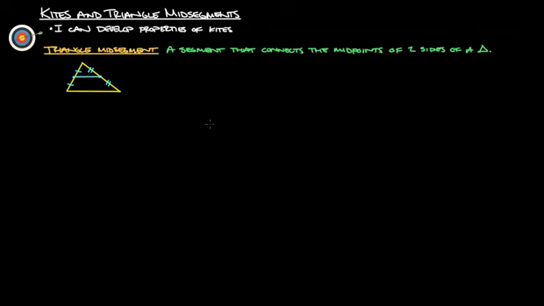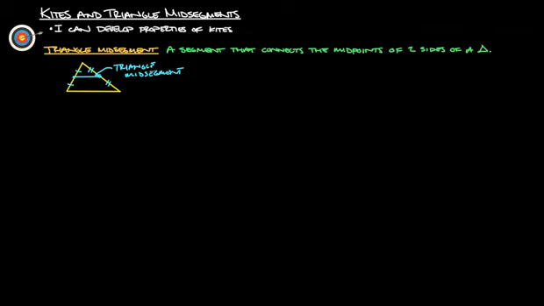Okay, next thing we have is triangle midsegment. The triangle midsegment is a segment that connects the midpoints of two sides of a triangle. So this here, that right there, that is the triangle midsegment.